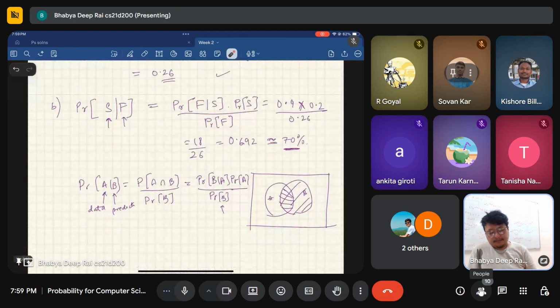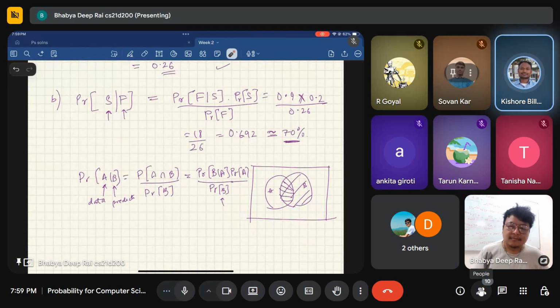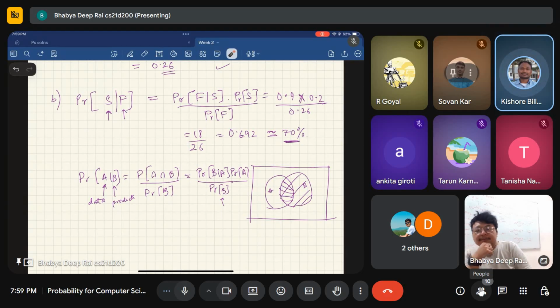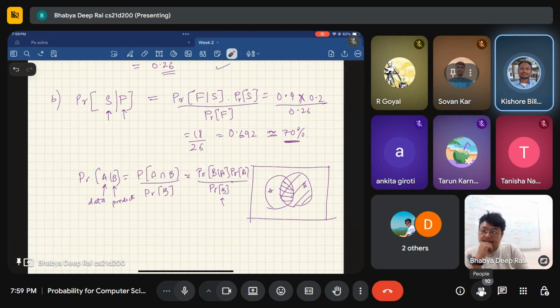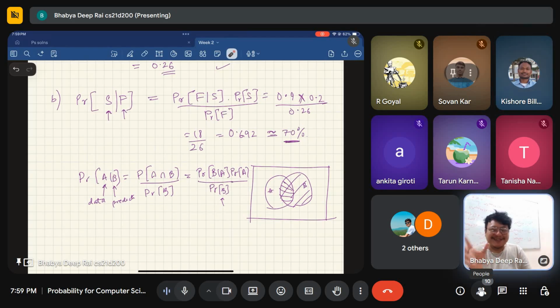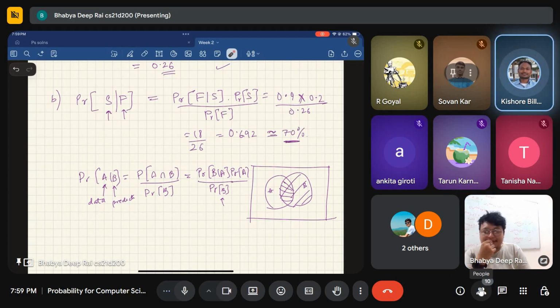Just a quick clarification. When we say probability of A given B, A would be the data point, and B is the prediction, right? This is what I was doing according to Goyal's explanation. But go on, Kishore. Yeah, that's true, but I just wanted to clarify myself here.